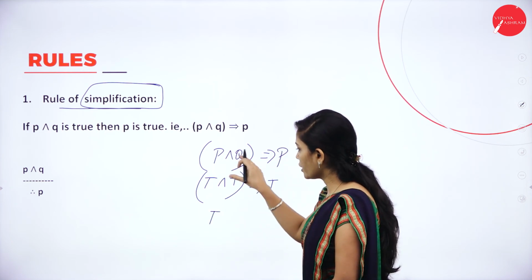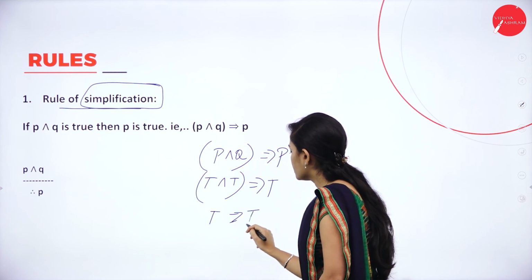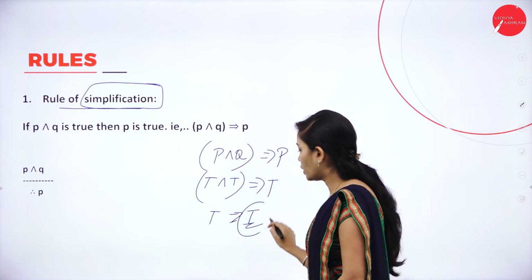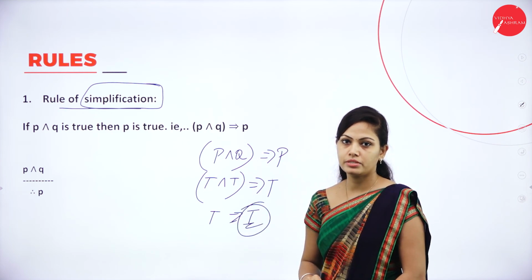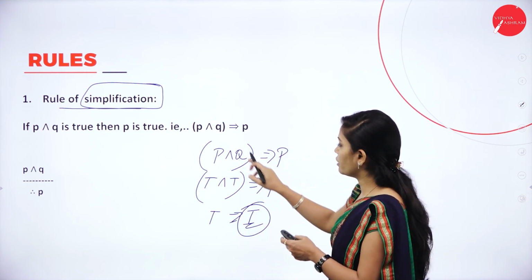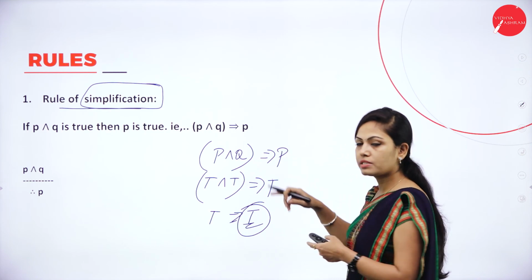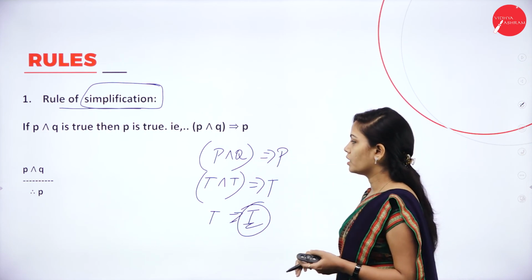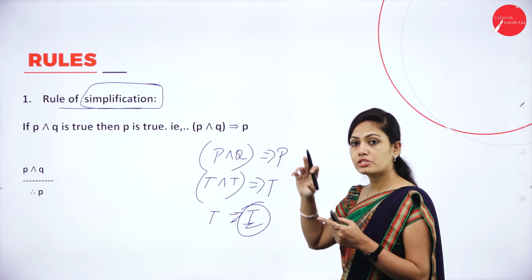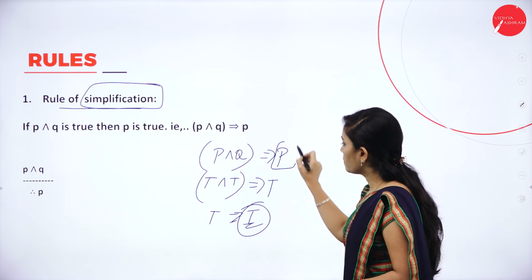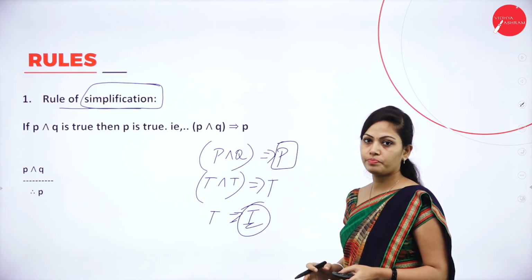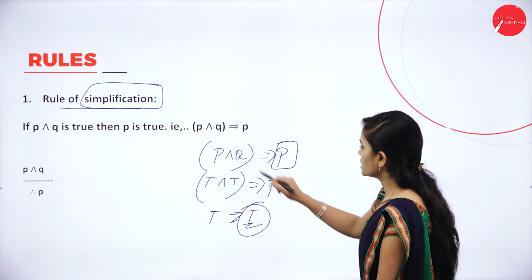So, if P and Q is true, then we will get the conclusion also true. Now, it is a valid statement. Please understand the concept. If P and Q is true, then P also true. P and Q is true, then P must be true. I'll give another example for this statement.